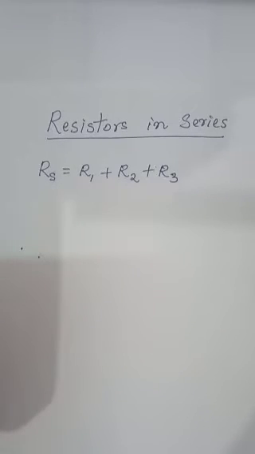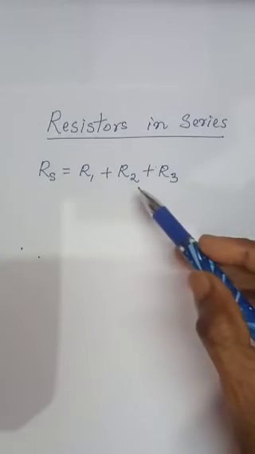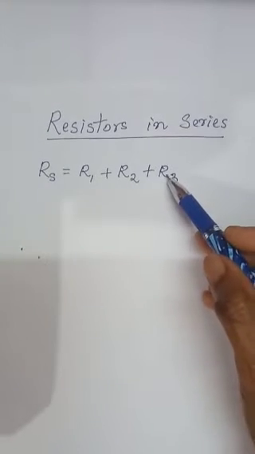Hello students, today we will work out some of the problems of the lesson electricity. When a system of resistors are joined in series, the resistance of the combination RS is equal to the sum of their individual resistances, that is RS is equal to R1 plus R2 plus R3.